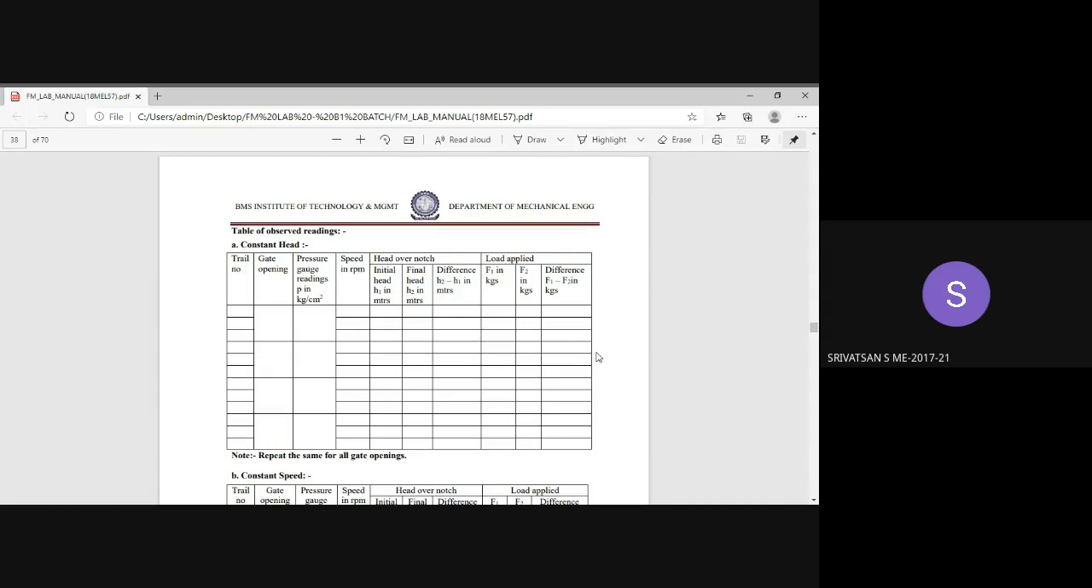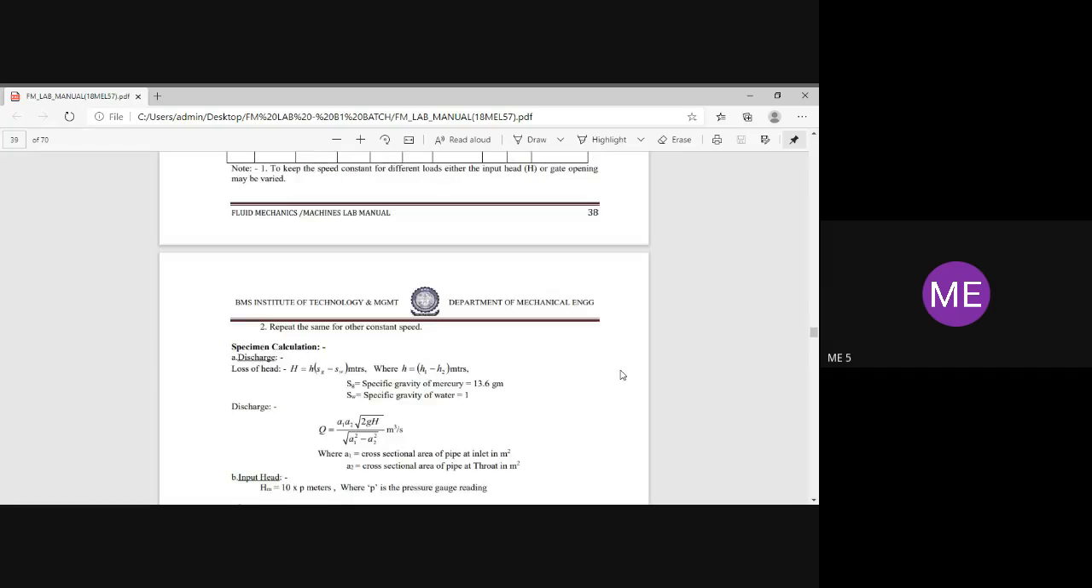In the exam, do I have to do both, sir? No, no. We'll give you only one in the exam. But in the record, you have to write both constant head and constant speed. In the exam, you'll get only one, either constant head or constant speed, not both.